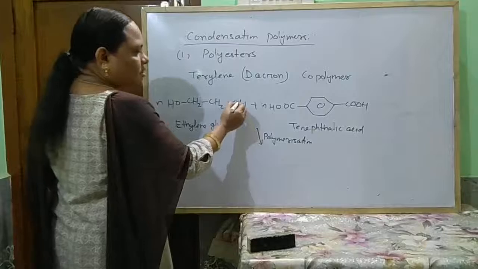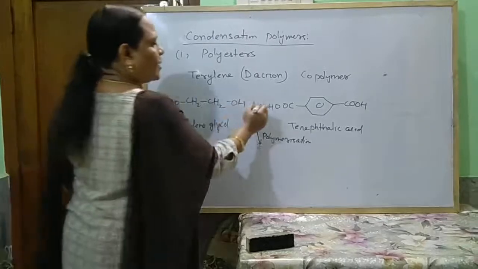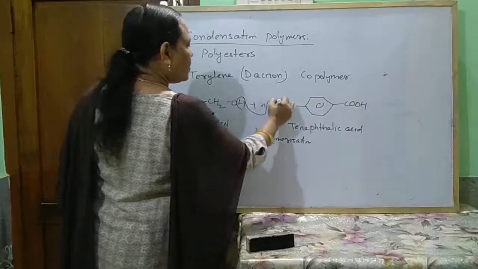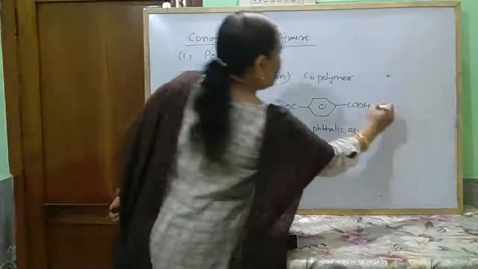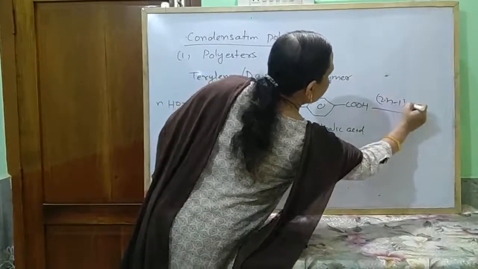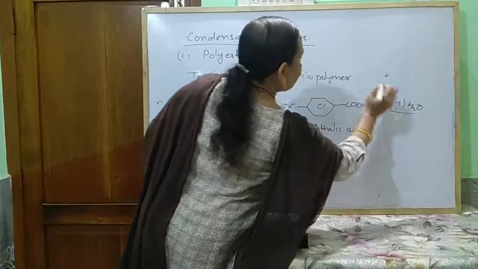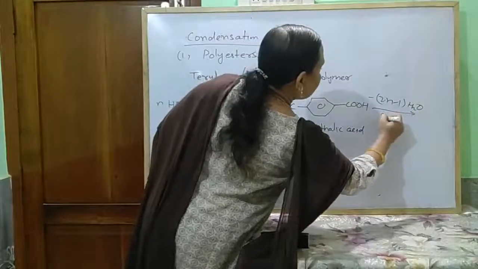So here H of alcohol and OH of this acid are removed as water. So 2n minus 1 number of water molecules are removed and it undergoes polymerization.